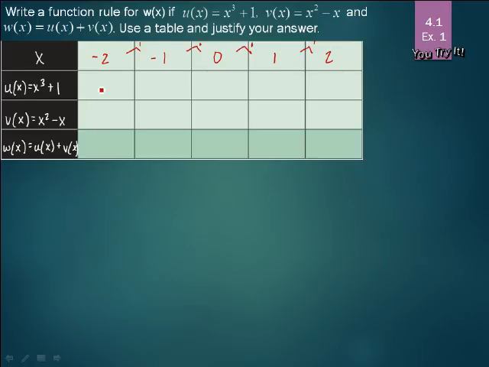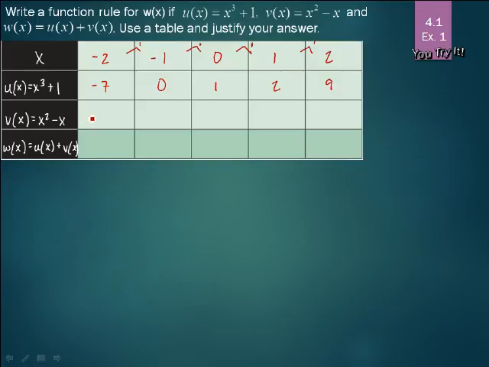So if we plug in -2 to u of x, we get -2 cubed, which is -8, plus 1 is -7. -1 cubed plus 1 is 0. 0 cubed is 0 plus 1 is 1. 1 cubed is 1 plus 1 is 2. And 2 cubed is 8 plus 1 is 9.